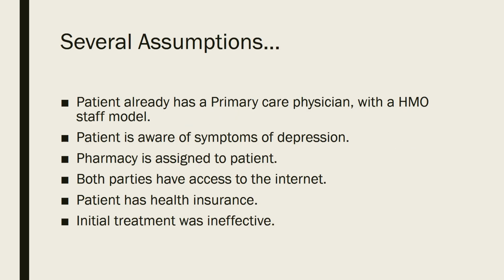So we have to make several assumptions before we can begin, and that's that the patient has already had a primary care physician, along with an HMO staff model that the physician follows. The patient is aware of symptoms of depression, but not quite sure what's going on. The pharmacy is assigned to the patient already. Both parties have access to the internet, email, and phone, and the patient has health insurance. And the last one, initial treatment is ineffective, and we'll see what we mean by that in a second.